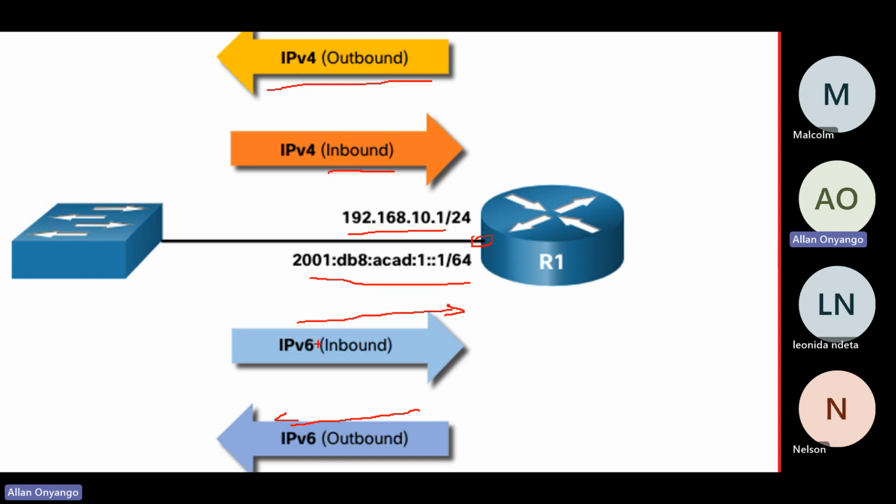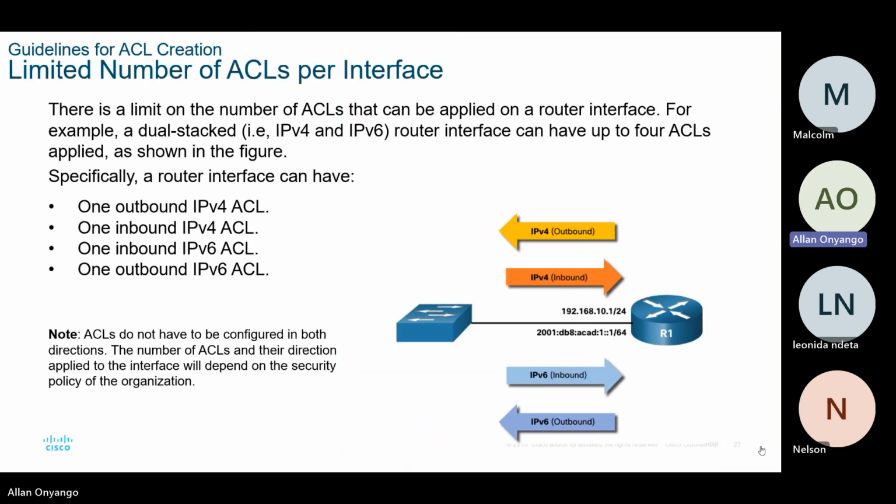So that is something to expect in your exams. When I ask that a router is running both IPv4 and IPv6, and the router has 3 interfaces, how many ACLs can be configured on them? Just multiply 3 times 4, because 4 is the constant here, and you will get 12. So I hope that is clear.